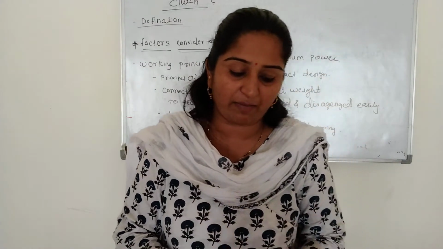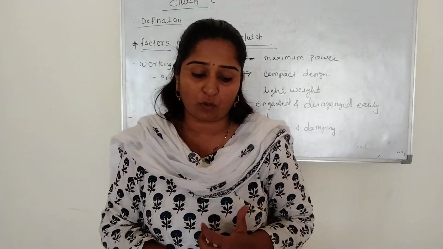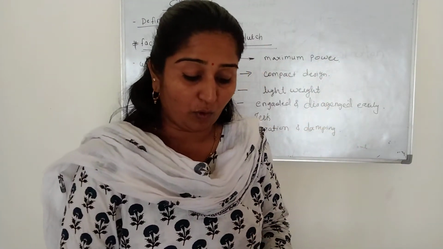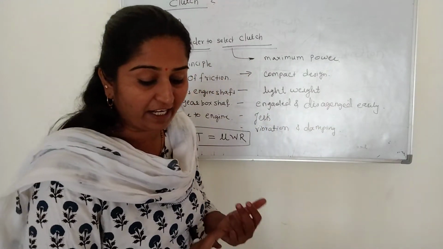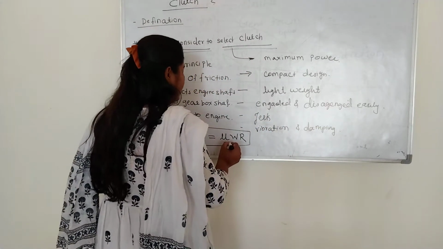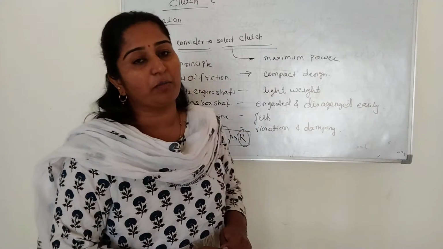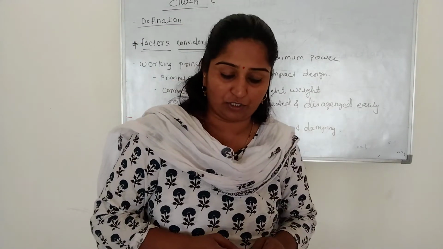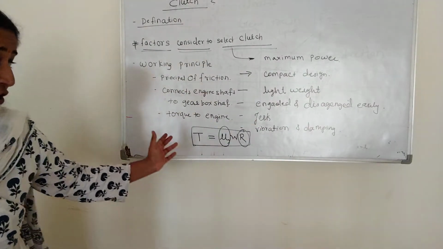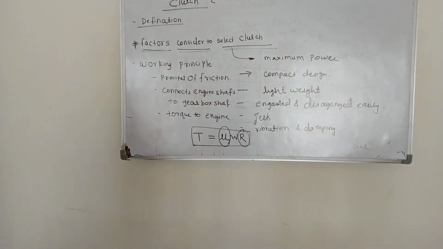Hence, the power transmitted by the clutch depends upon the coefficient of friction of the material and the radius of the clutch plate, meaning it depends on mu and R. This is the principle of our clutch. You can see on the board, I write down the formula: T is equal to mu WR.